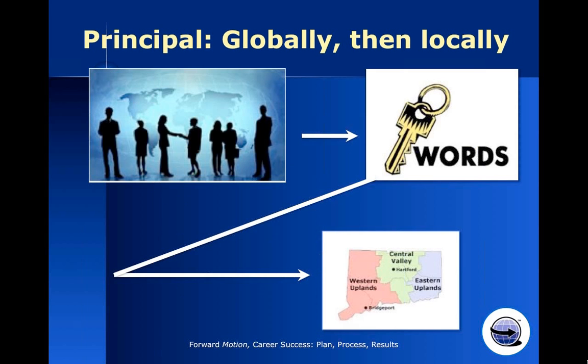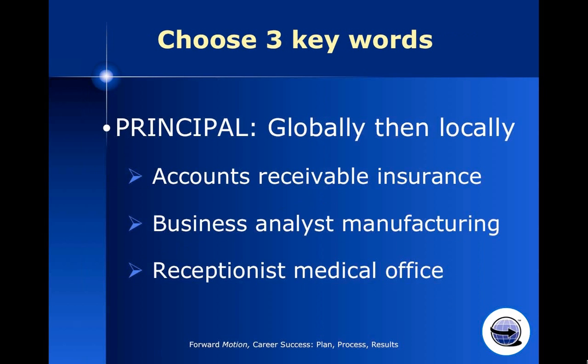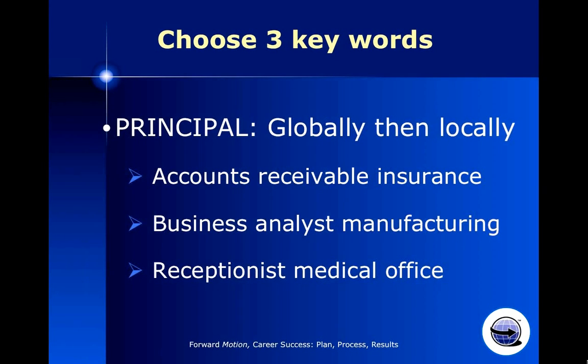The primary principle is, first, search globally, then locally. By that I mean that the first step is to find a job that's a good fit anywhere in the world and use the keywords from that posting to search in the area where you want to work, perhaps here in Connecticut. Here's an example. You could choose keywords like the following: accounts receivable insurance. Perhaps you're a business analyst in manufacturing or a receptionist in a medical office.